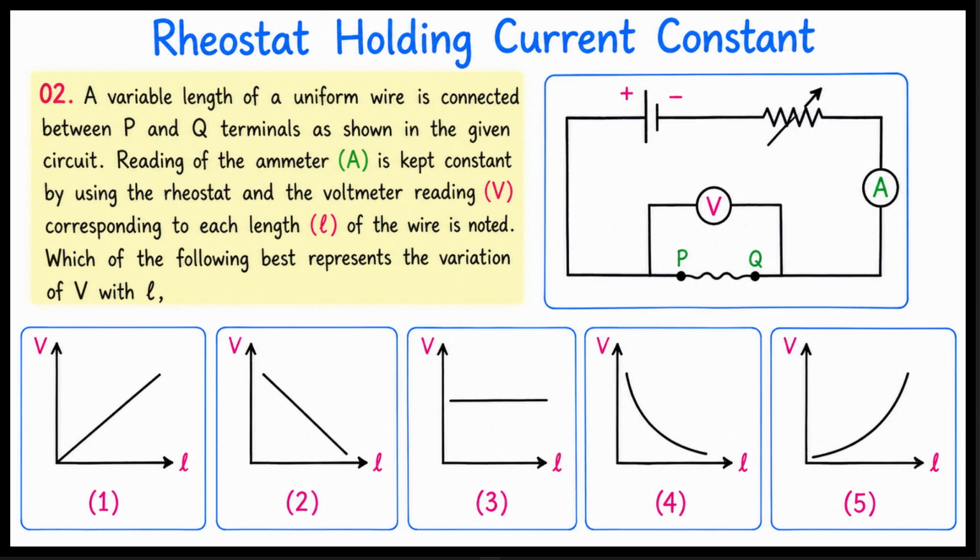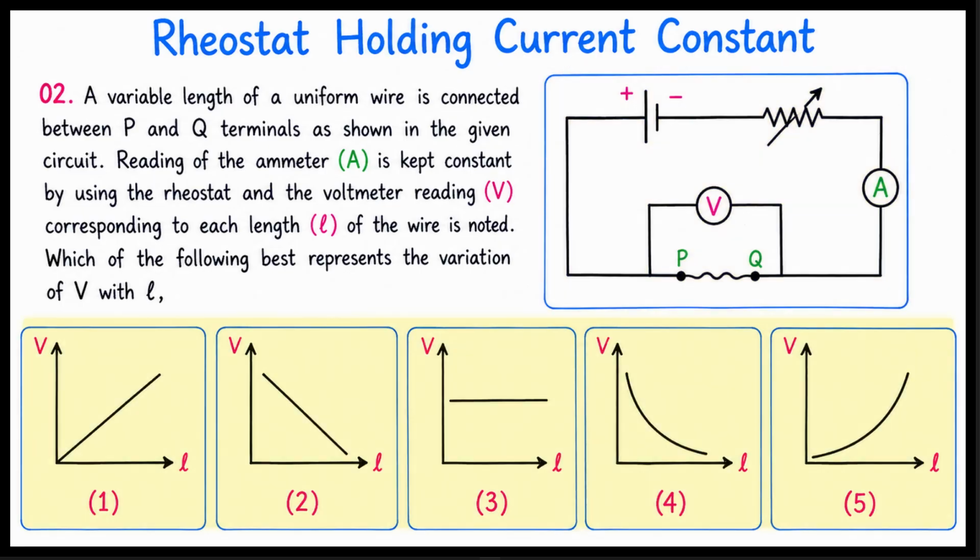The question says the ammeter reading is kept constant by adjusting the rheostat as we change L, so we vary the length of wire in the circuit. And someone is constantly fiddling with the rheostat to keep the current at the same value. As L changes, how does the voltmeter reading V change?